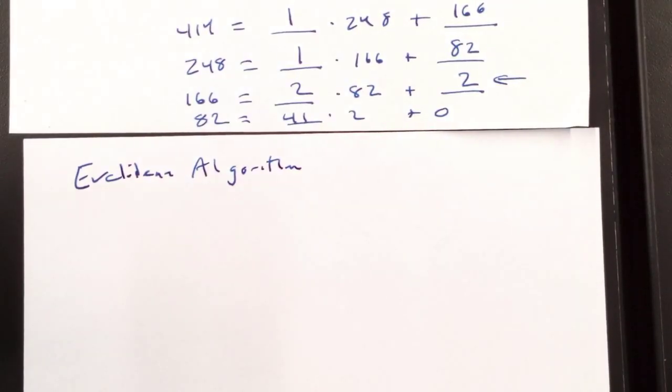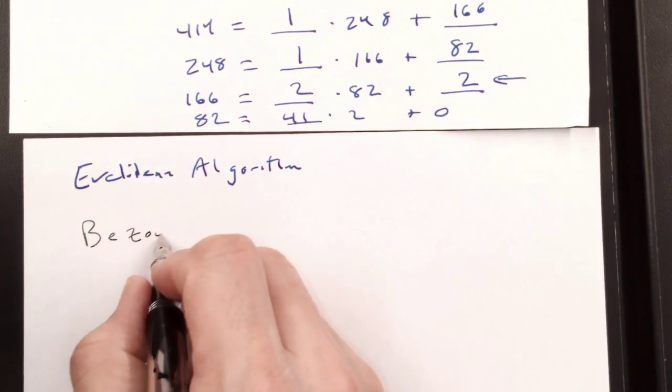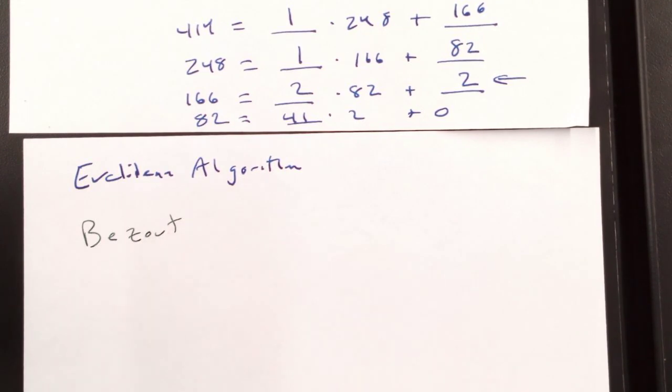In the mid 1700s, a French mathematician by the name of Bézout came along and said, you know what? If this is the greatest common divisor of those two numbers, then there should be a way to write 2 in terms of 414 and 662.